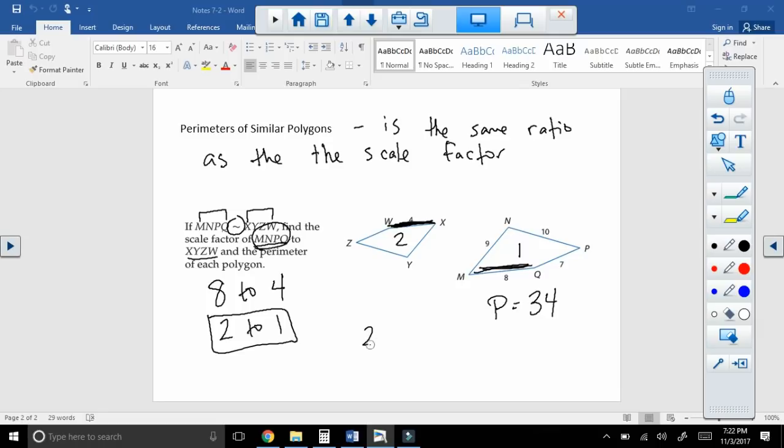So if the scale factor is 2 to 1 and this perimeter is 34, what I can do is set up a proportion, or maybe for this one you can just kind of tell. But if you can't, you can always set up a proportion and cross multiply. So I have 34 equal to 2x, or I'm just going to divide each side by 2. So that other perimeter is going to be 17. And I don't have any units on that, so I can just kind of leave that as is.